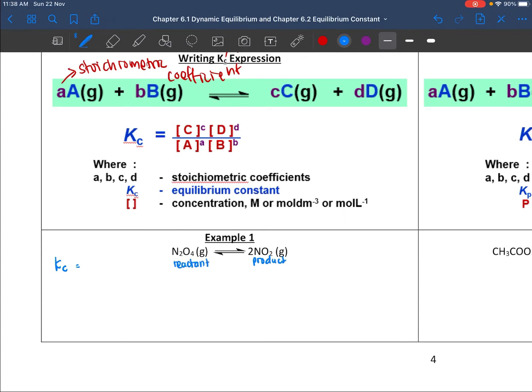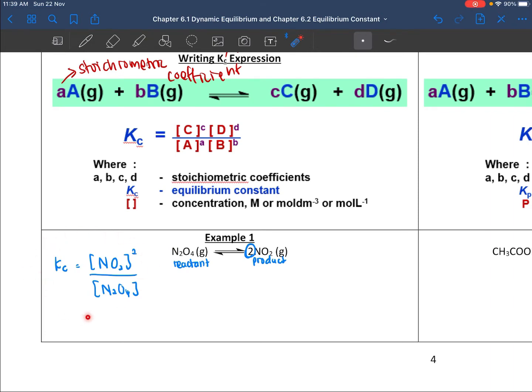So produk kita adalah NO2. So square bracket NO2. Kenapa square bracket? Sebab ini concentration kan. And then stoichiometry untuk NO2 ni ada 2 depan. So to the power of 2. Lepas tu bahagi dengan concentration of N2O4. N2O4 ni dia depan dia 1. So kita tak perlulah nak tulis 1 tu. Nak tulis pun tak apa, tak tulis pun tak apa. So kalau saya tinggal macam ni je lah.